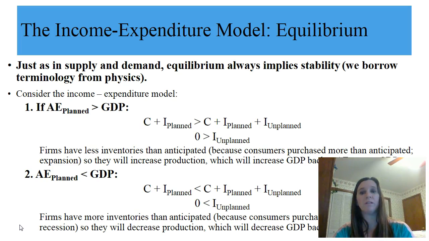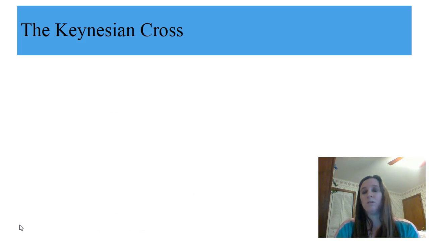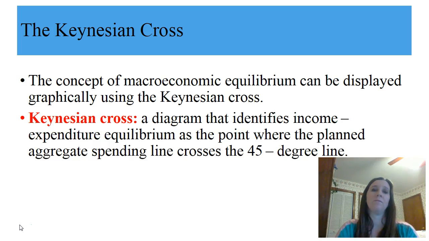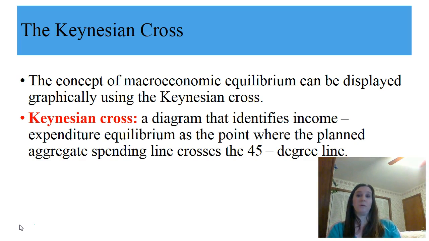So the idea of stability is that if we are not at the point where planned aggregate expenditures equals GDP, if we are less than or greater than, we're going to slowly move back towards this equilibrium where AE planned equals GDP. Now, what is this actual intersection referred to as? We call it the Keynesian cross. What we're going to do is put on our planned aggregate expenditures graph a 45-degree line.